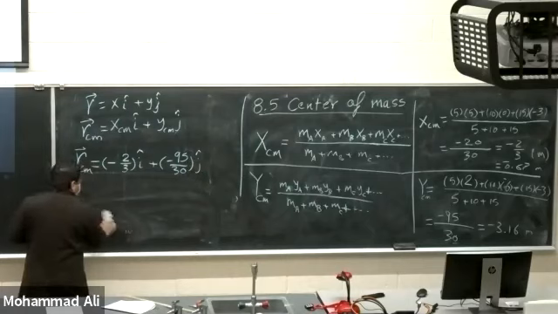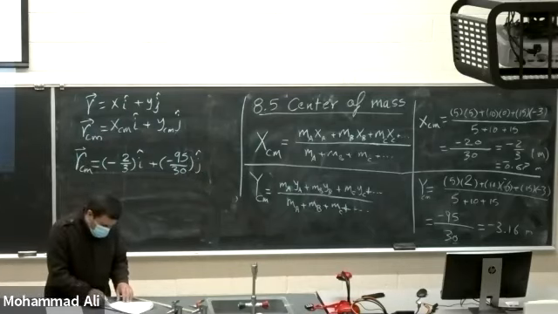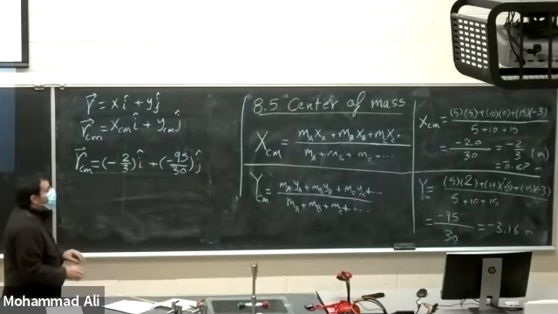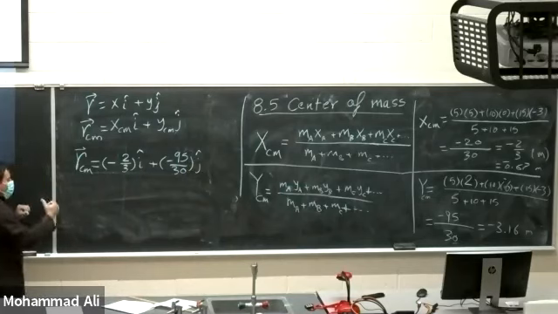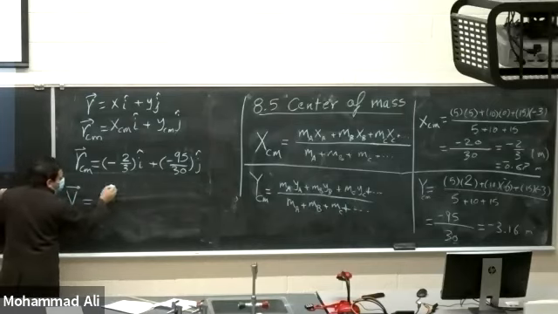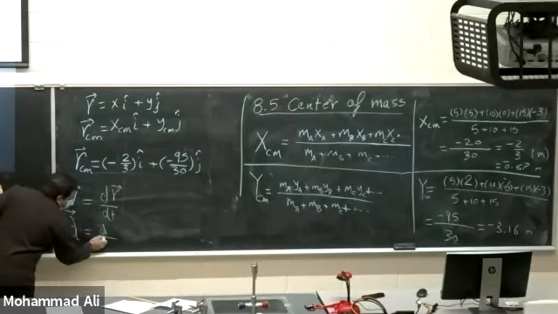Now, also from before, we find that we have a velocity vector, which is the time derivative of the position vector. We know that we have the acceleration vector, which is the time derivative of the velocity vector.